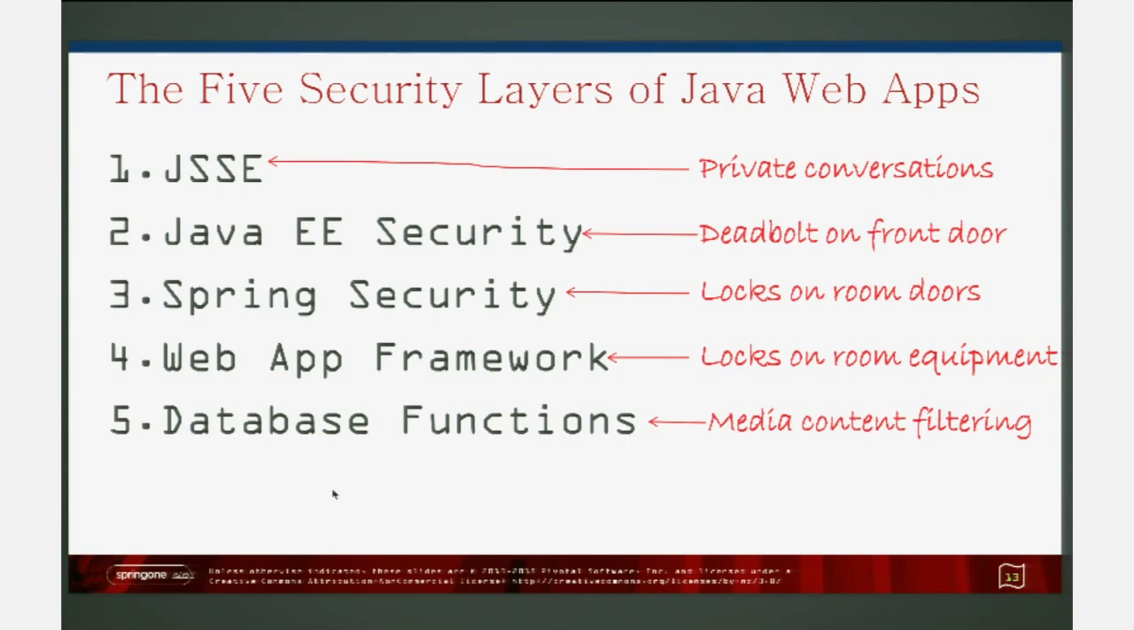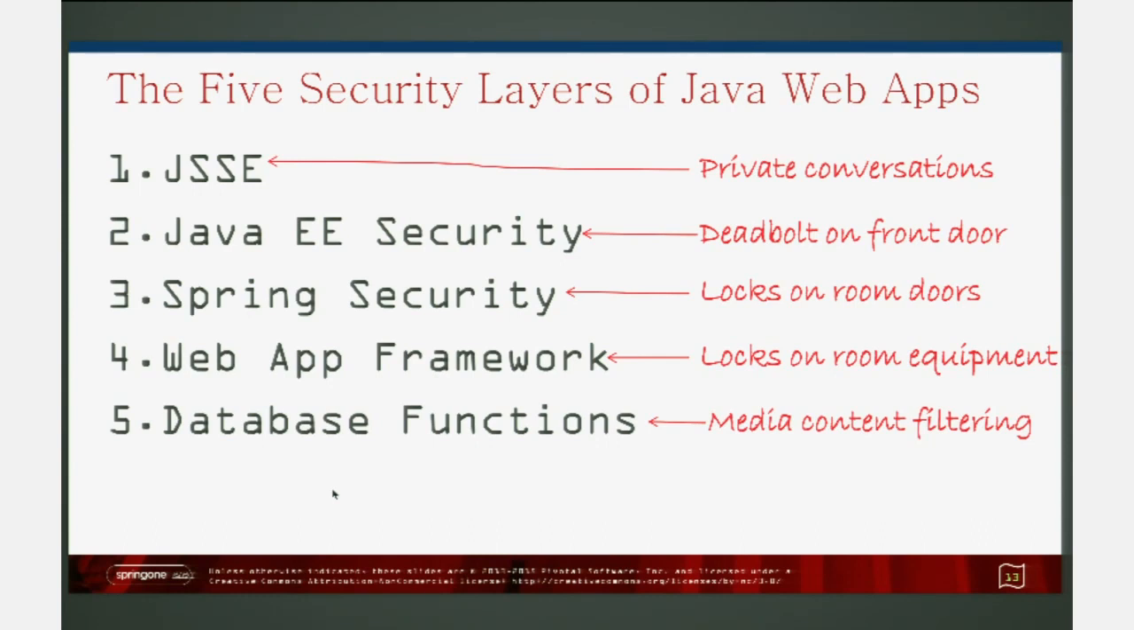The second layer is Java EE Security. That's the deadbolt on the front door. So you think about in the home, the first level of defense you have is a deadbolt, right? You don't make a deadbolt. You go out and you buy it and you use it. You don't even think about it. You walk in the house, you turn the deadbolt, and that's because you want to keep everything safe. So Java EE Security in the web app is the deadbolt. Okay?